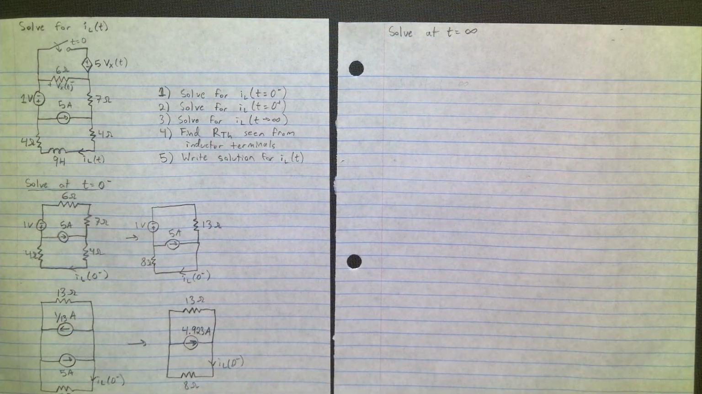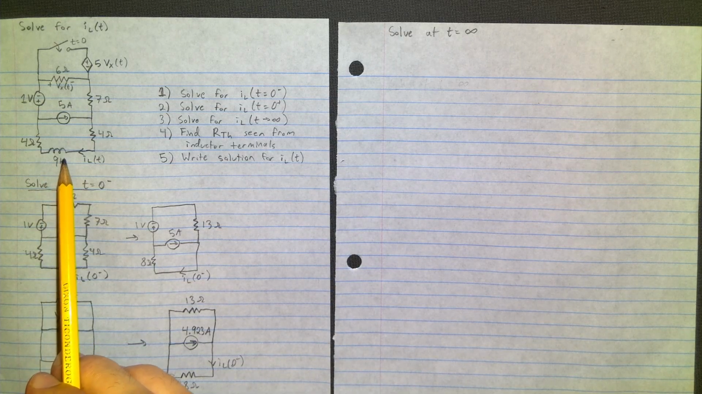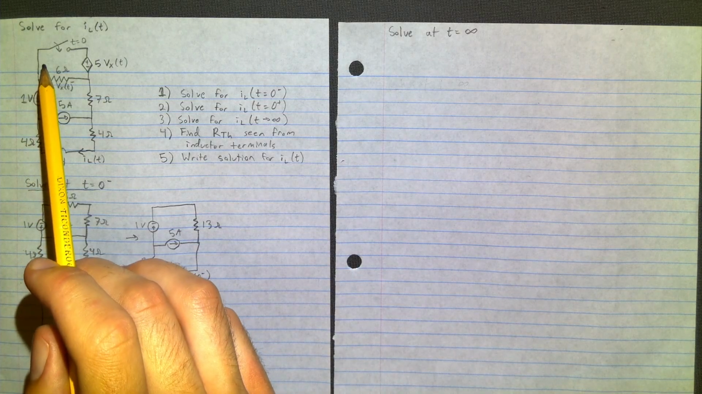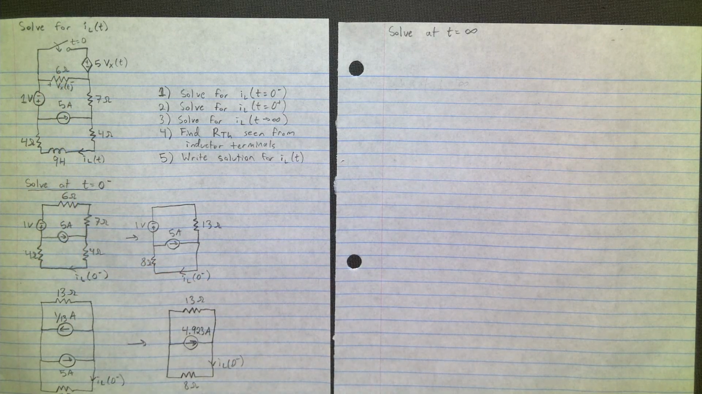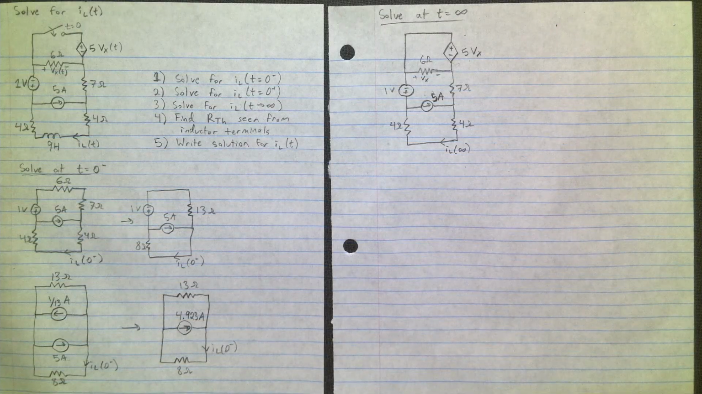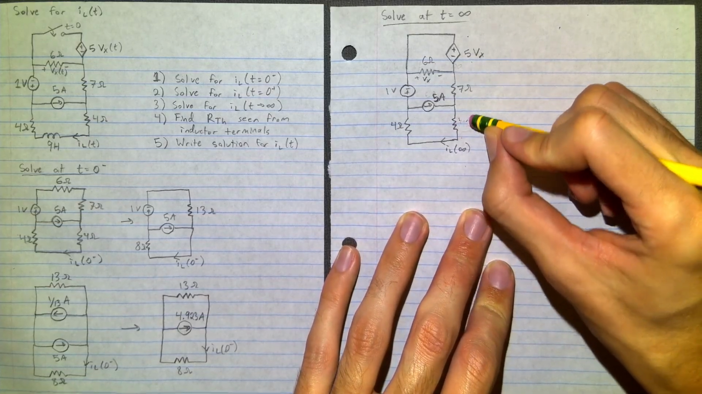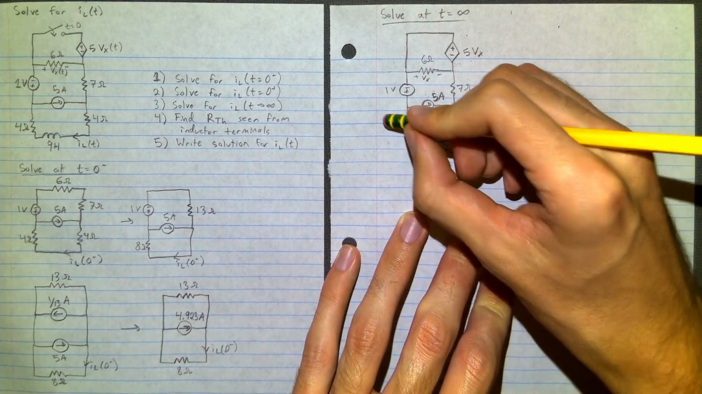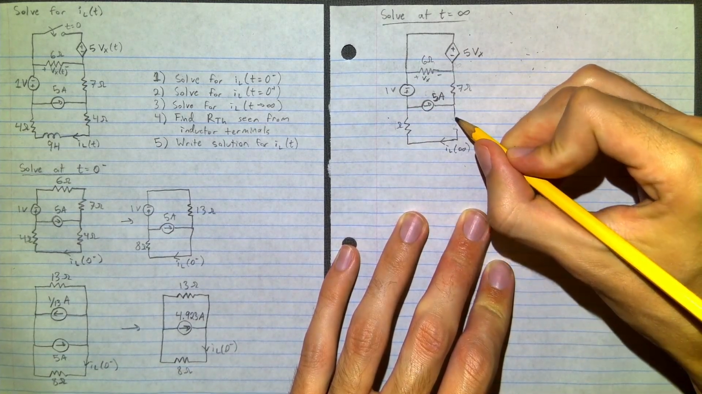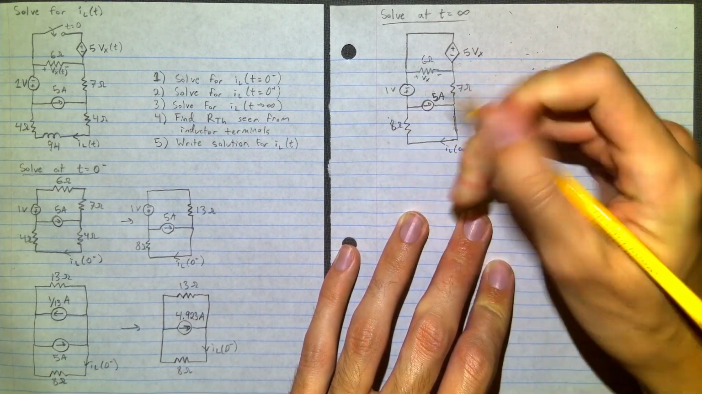So now we're going to solve for IL at t equals infinity. And we're going to go back to the original circuit. And since this circuit is in steady state again, the inductor is going to be replaced with a short. And the switch is going to be closed, so that will also be a short. So now we have our circuit at t equals infinity. We can combine these two resistors because they're in series. That's an 8 ohm resistor now.